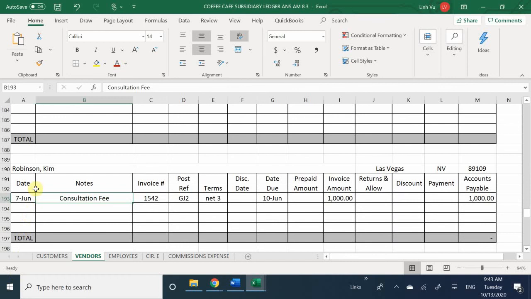For example, I'm going to go ahead and indicate that I created a second line of transaction for Kim Robinson. I'm going to put the date as the date that I made the payment, right? And I'm also going to fill in right here that I wrote the check number 1510. And I said I did it towards the invoice for 1502.